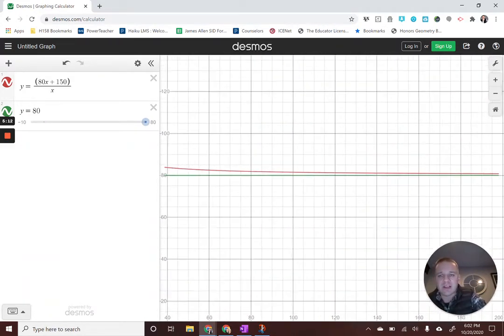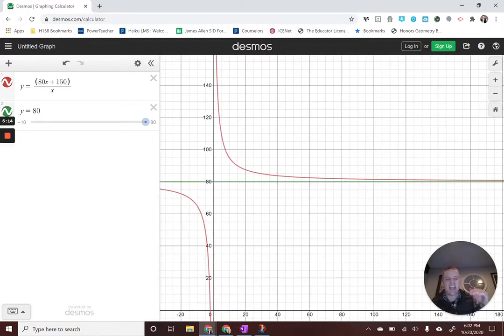What that's saying here is that for very large values of x, as we're producing more and more systems, the cost is getting increasingly closer to $80 per system to produce, almost getting there but never quite, right? As we go up, it's getting cheaper and cheaper, but only to an extent, right?